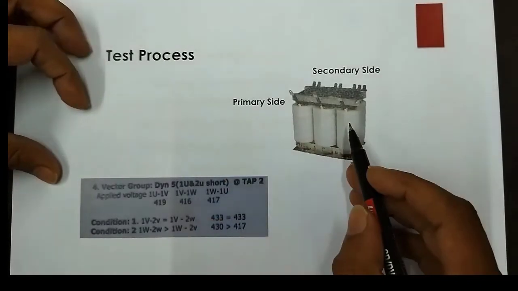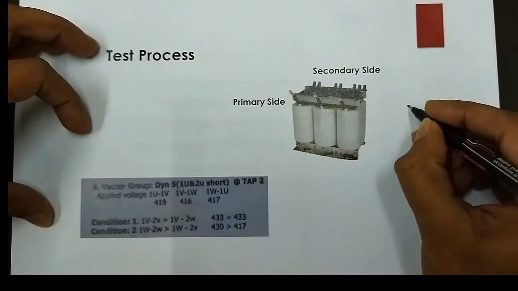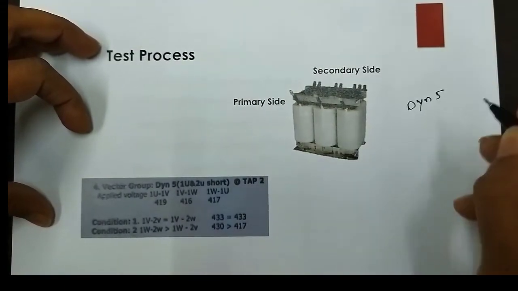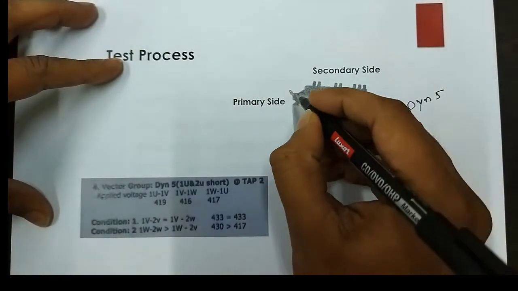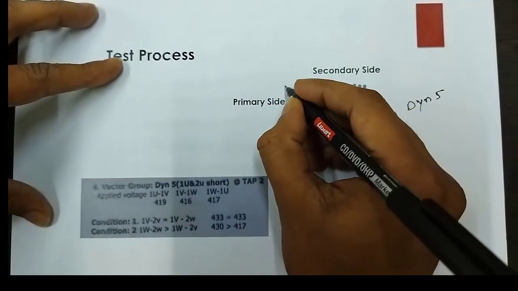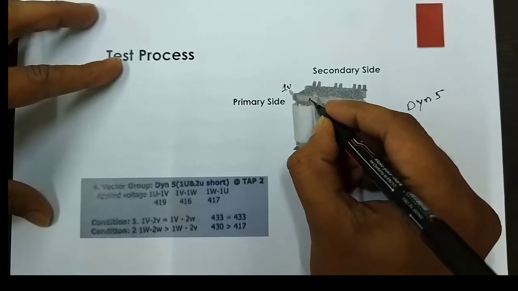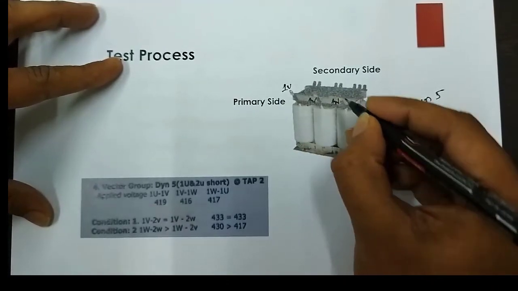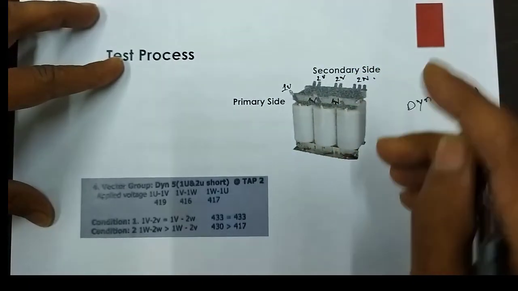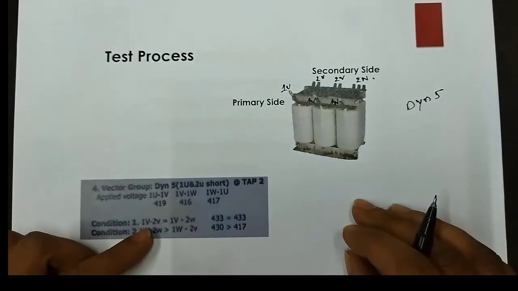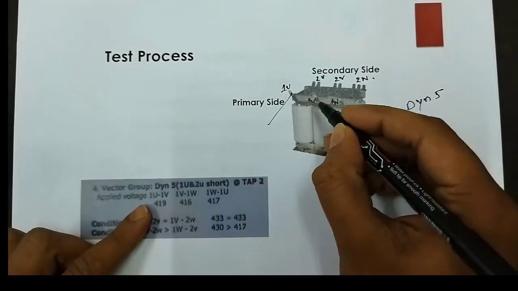So this is the transformer, and for a DYN5 type transformer, the conditions are here. First of all, let me give you the identification numbers. This is the primary side, so this is 1U, 1V, 1W, and 2U, 2V, 2W. So in condition 1, first of all we will apply some voltage on the input side.